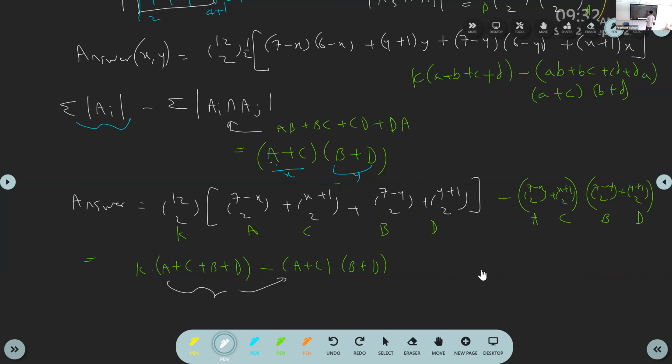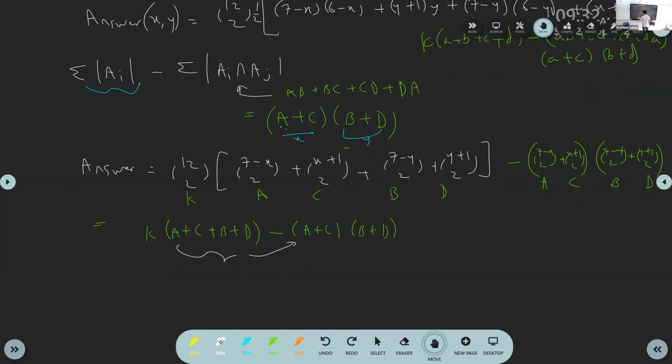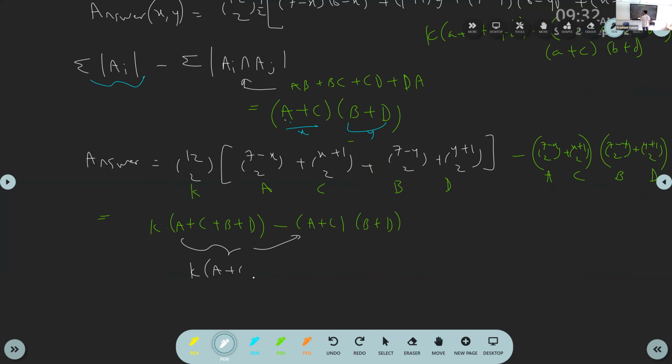Because if I look at it, this is k times (a plus c) plus k times (b plus d) minus (a plus c)(b plus d). So what is the term that I can add so that this whole thing gets factorized again? What is the constant term that I can add to factorize this further? I think minus k square will work nicely. Correct? Yes. So if I add minus k square, add and subtract.